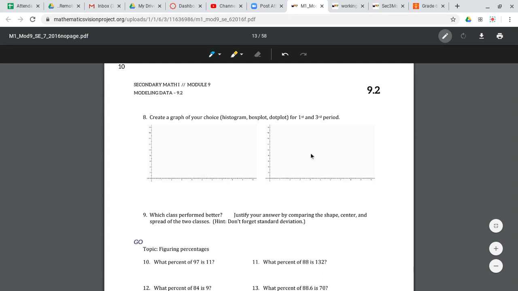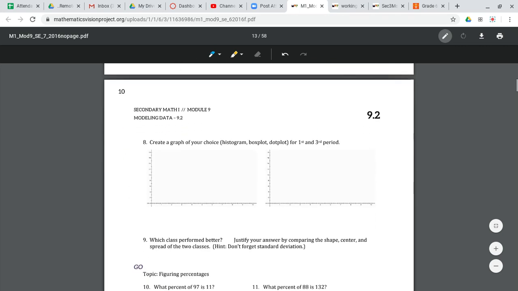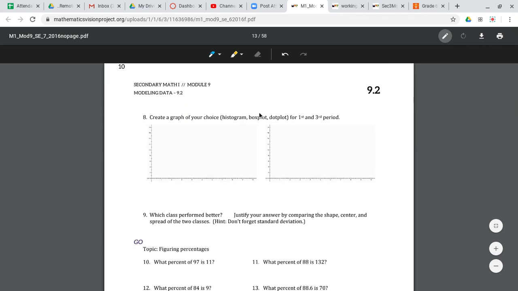Now for 8, you are still using this information here. So for number 8, you're making a graph of your choice, histogram, box plot, or dot plot, for the first and third period. So this first graph here will be your first period. This will be your third period. So you're going to do it just for those 2 individual periods. So only use first hour data in this first graph and only use third hour data in this second graph. Okay, so don't do the full spread. Don't do all of it like what we did in our frequency table and histogram, okay?